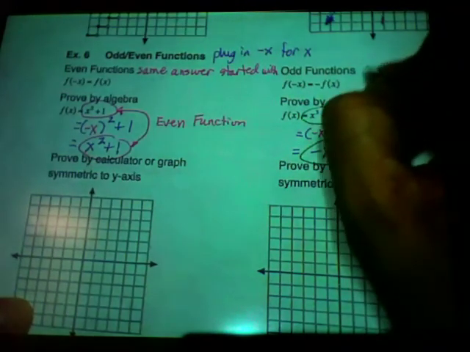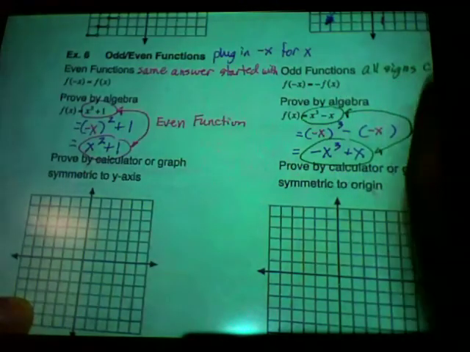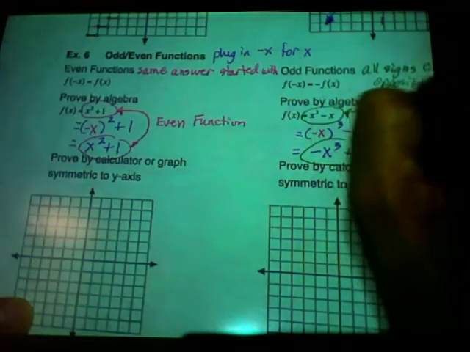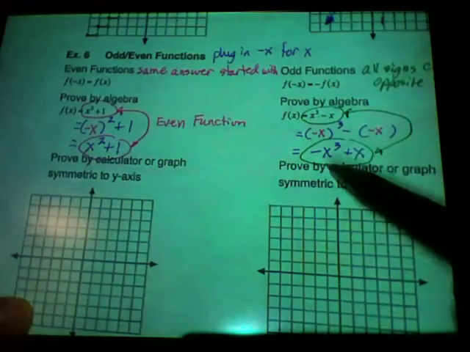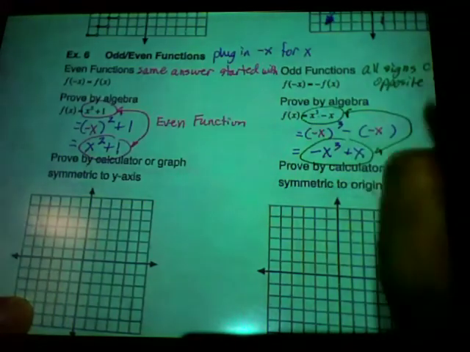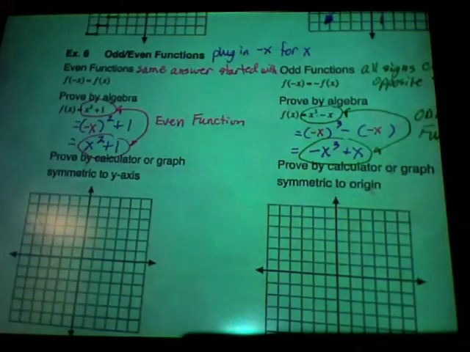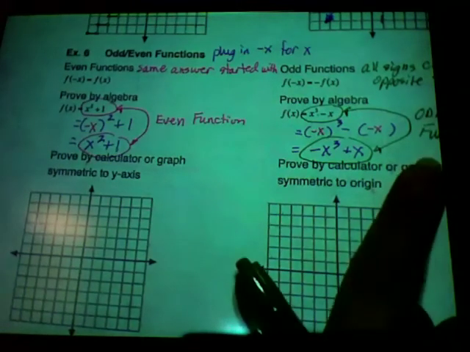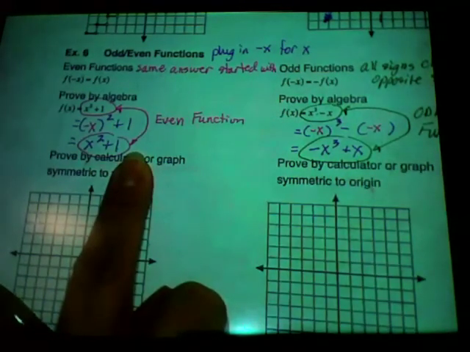For it to be an odd function, all signs change to opposite sign. Is that what happened here? The x cubed became negative, the negative x became positive. All signs changed. This is an odd function. Well, what happens if one of the signs changes but the other one doesn't? What happens if not all signs change? Then it's neither. If all signs don't change, it can't be odd. If it doesn't stay the same, it can't be even. Therefore, you would say it's neither.